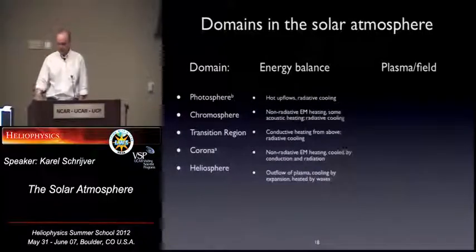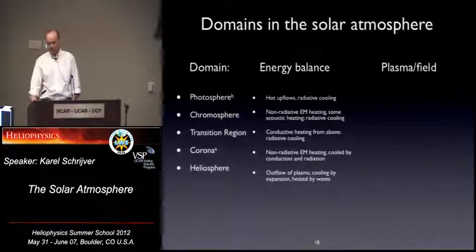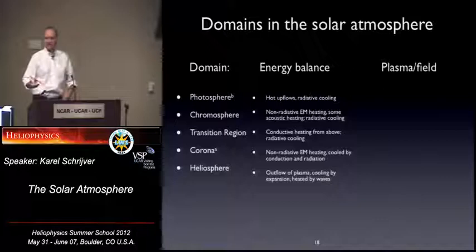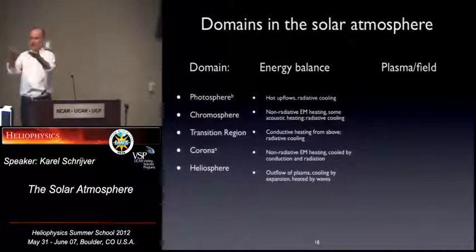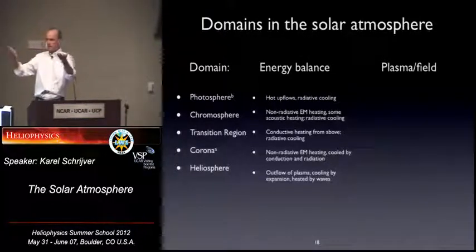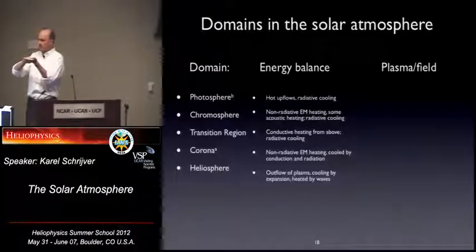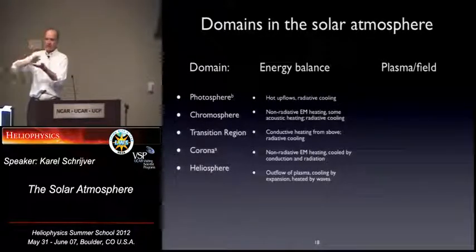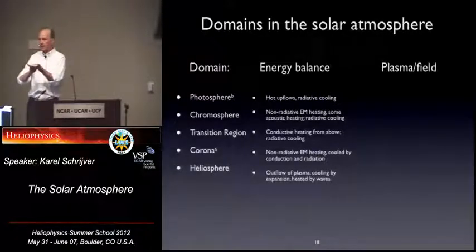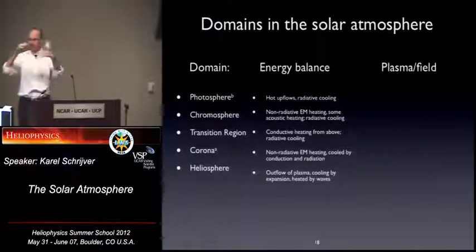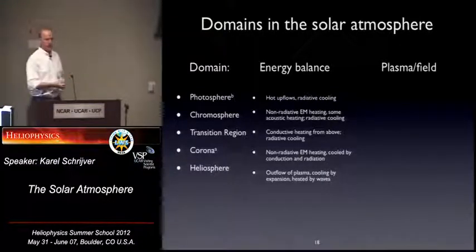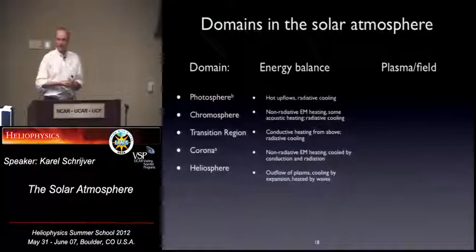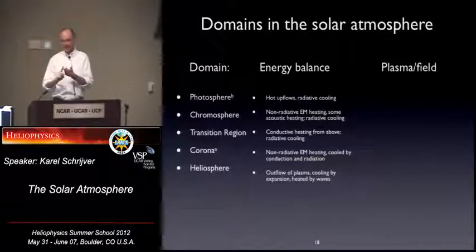Another way of thinking about them is, well, what happens in these domains? So you can think about how energy comes in and goes out. Well, in the photosphere, the energy comes in by being advected in the convective flows from beneath. Once it reaches that transparency point, matter cools very effectively by radiation going out into infinity, and the plasma cools and falls down again. So the energy in and energy out is really advection in and radiation out.